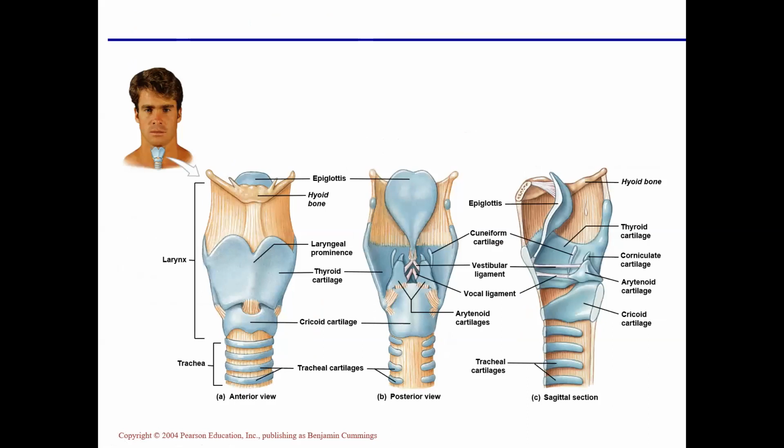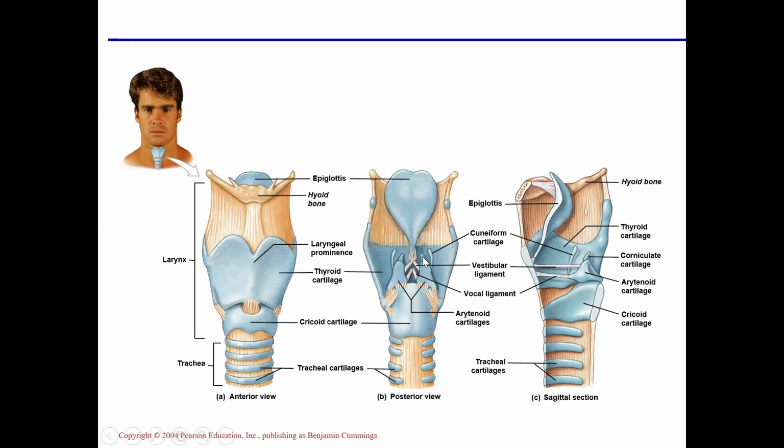Okay, this is a review picture for cartilages around the voice box. So here, this anterior view, posterior view, and lateral view. Okay, what is this one? Thyroid cartilage. This one, cricoid cartilage. Okay, on the posterior side, two arytenoid cartilages.